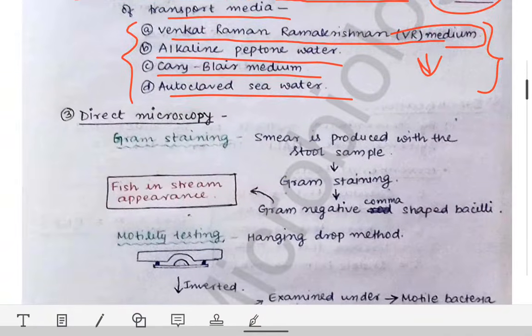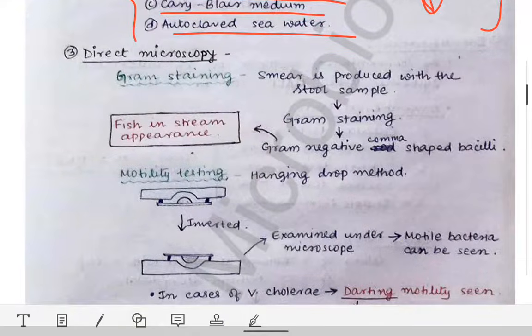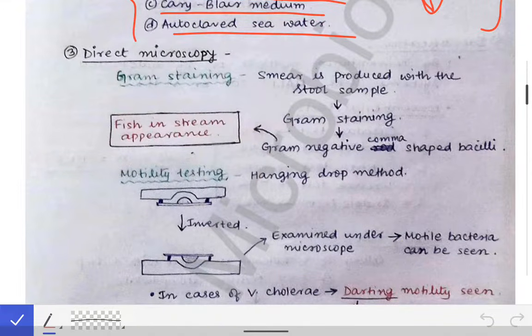Next comes the direct microscopy. So after the collection of the specimen, first we try to detect it directly under the microscope after gram staining. The first step that we perform is the gram staining of the specimen. So with the specimen, we prepare a smear on a clean grease free glass slide, and then we gram stain the slide. After gram staining, we can see whether there is gram positive bacteria or gram negative bacteria.